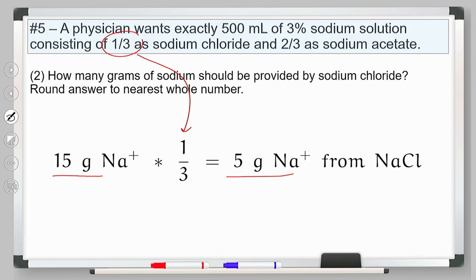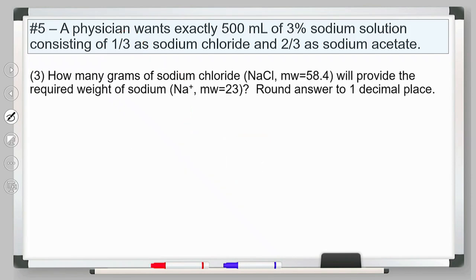Is everyone okay where the 15 came from? That's the total of everything. If 1/3 of it comes from sodium chloride, 1/3 of 15 is 5. So I obviously need 5 from sodium chloride. I'll need 10 from the sodium acetate, but let's worry about the sodium acetate later. Let's focus on the sodium chloride, because I now know that I need 5 grams of sodium.